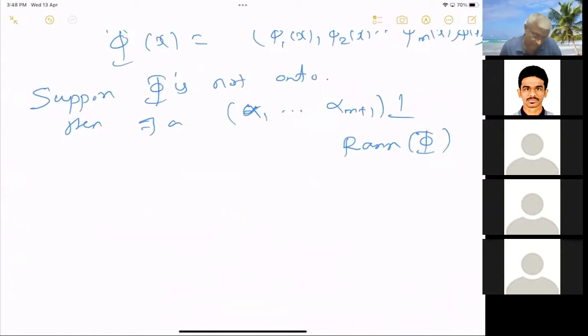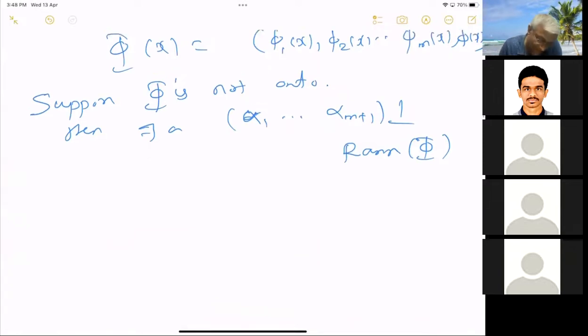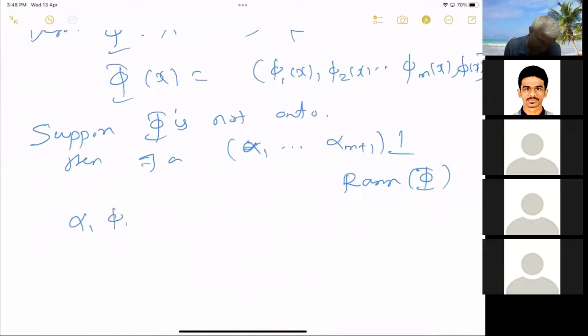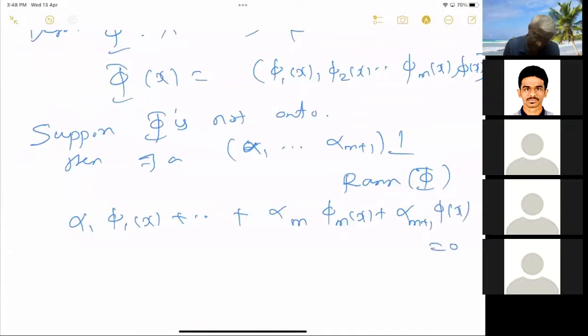So suppose phi is not onto. Then there exists a vector in C^(m+1), (alpha_1, up to alpha_(m+1)), which is orthogonal to the range of phi. What does this mean? It means alpha_1 times phi_1(x) plus up to alpha_m times phi_m(x) plus alpha_(m+1) times phi(x) equals 0.